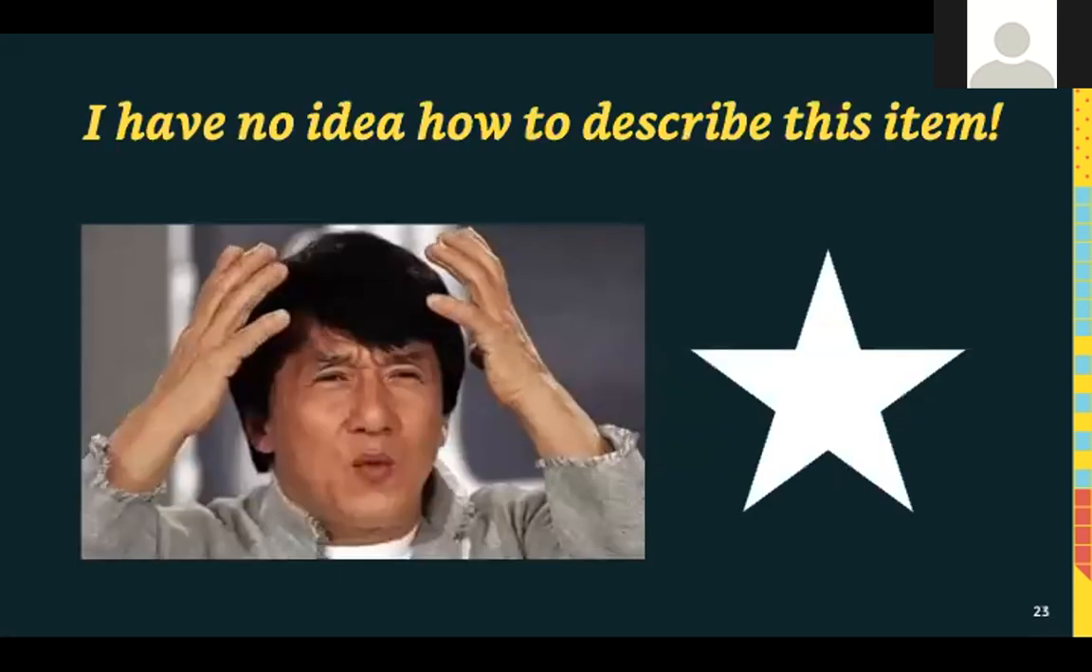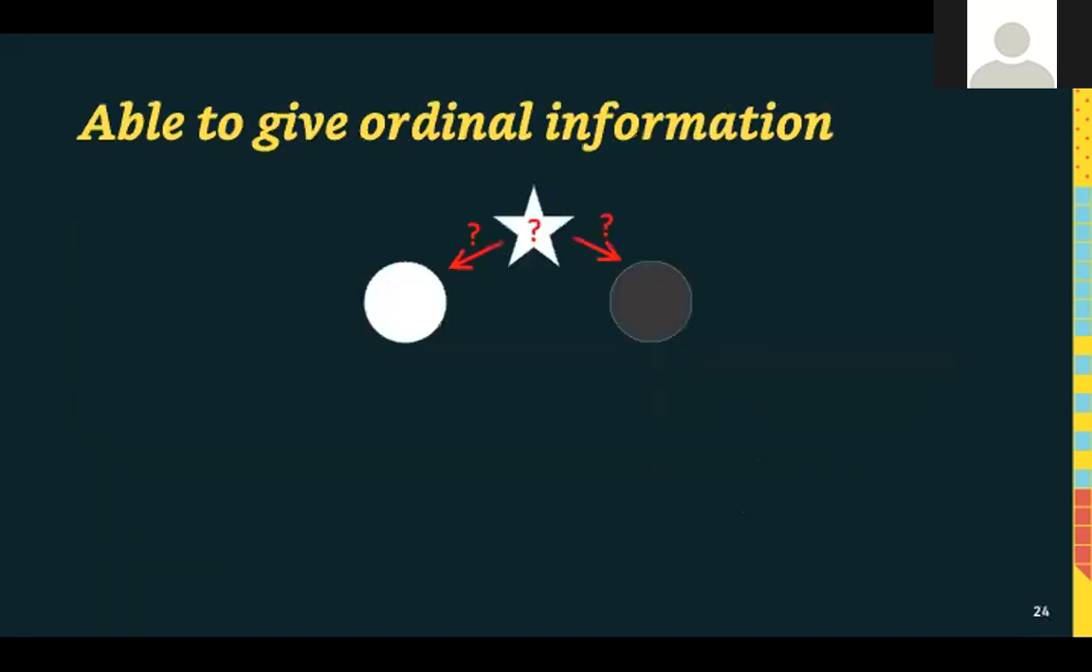So suppose I want to search for an item, but I have no idea how to describe it. Shaki-chan is perplexed. We have no idea how to describe this white star, right? But if I give you 2 choices, you can tell me which one is closer to your target item. In this example, the white circle is closer to the white star because they are both white, right? The black circle is further away from the white star.